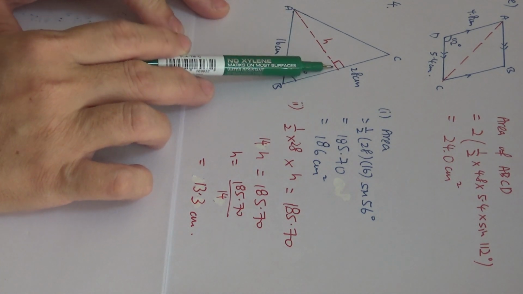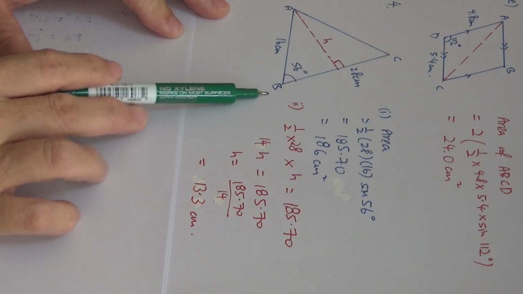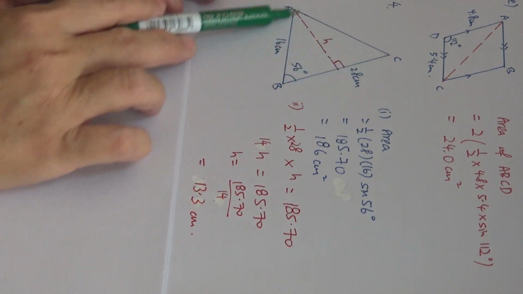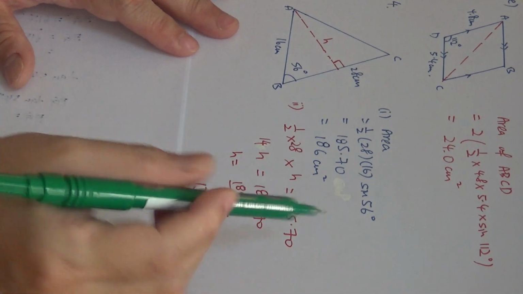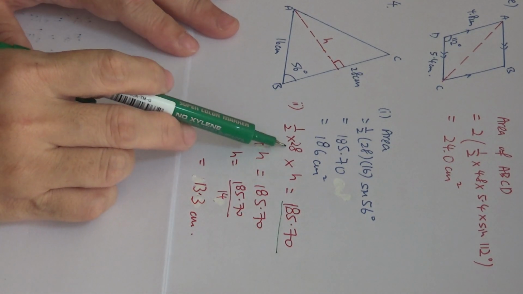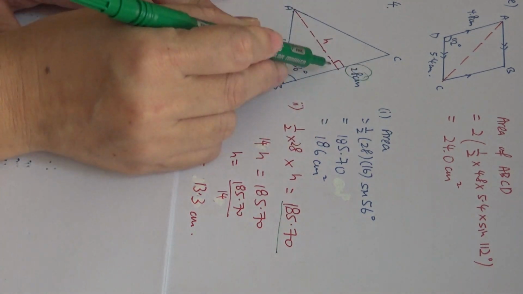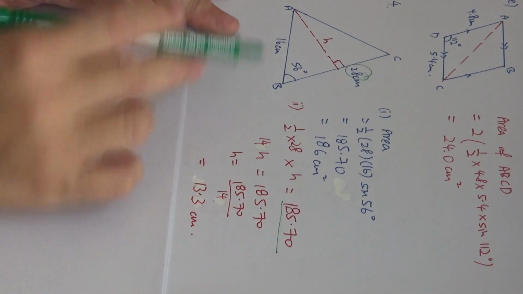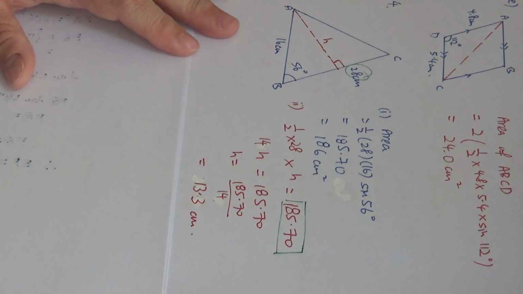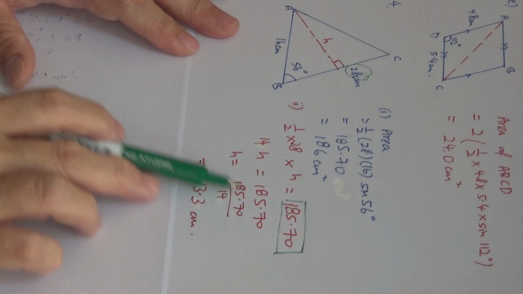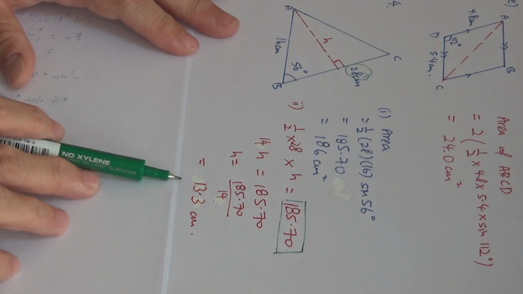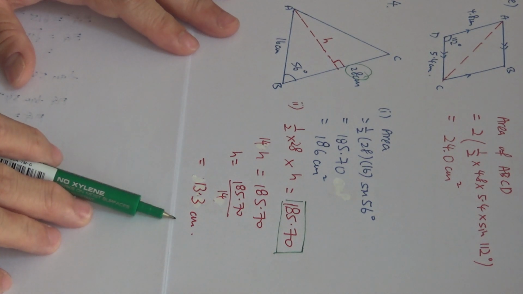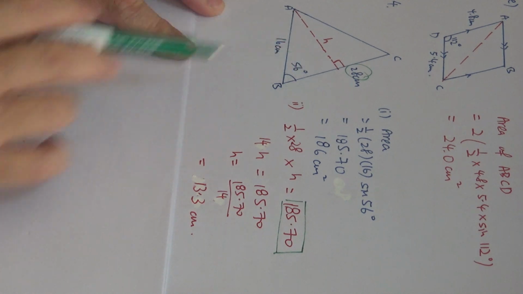Now, part 2 asks you to find the perpendicular distance from A to BC. So you draw a perpendicular line from A to BC. Now, note that this is still the same triangle, so the area is still the same, 185.70. Half times base times height. Half times 28 times height must give you the same area because we are still talking about the same triangle. Now I simplify, I can get H using the following calculations, and I'll get 13.3 cm. So that's how we get the perpendicular height from A to BC.